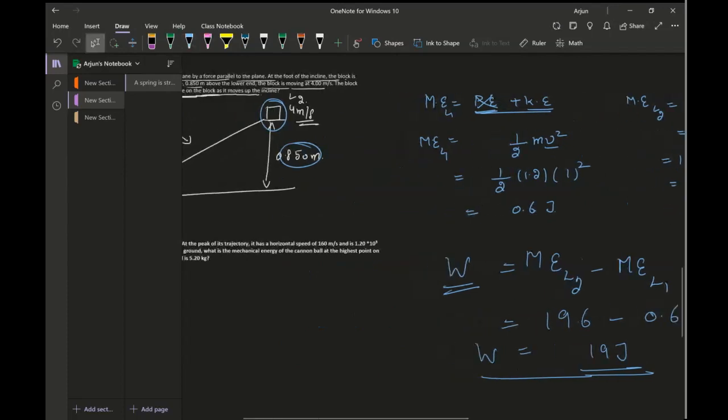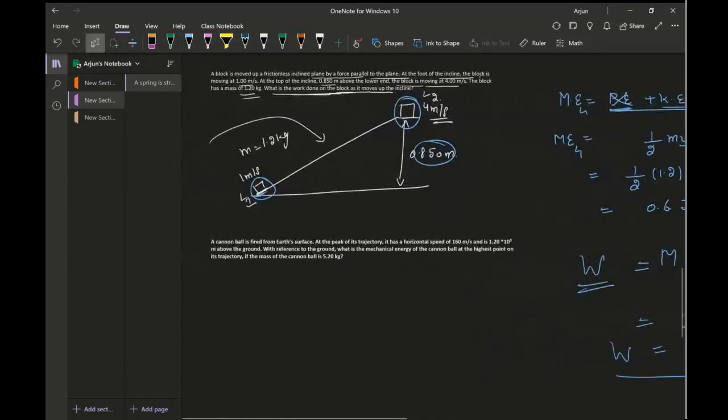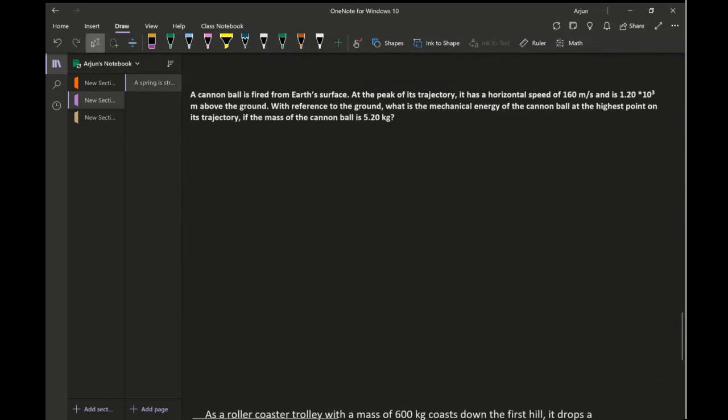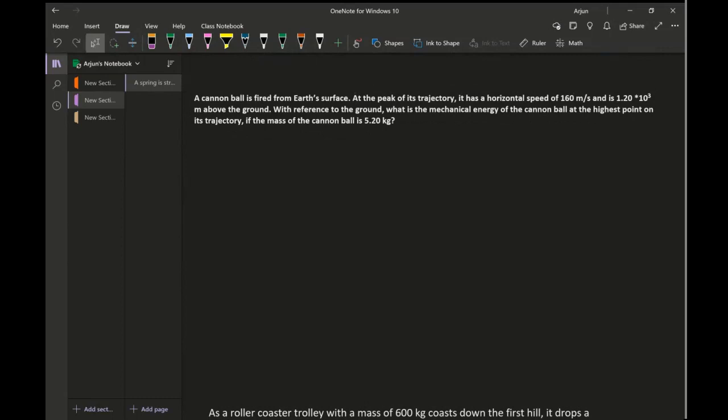Okay, hopefully you understood this question. Now I'm going to go to the next question. In this question, it says a cannonball is fired from the Earth's surface. At the peak of its trajectory, it has a horizontal speed of 160 meters per second, and it is 1.2 times 10 raised to the power 3 meters above the ground. With reference to the ground, what is the mechanical energy of the cannonball?